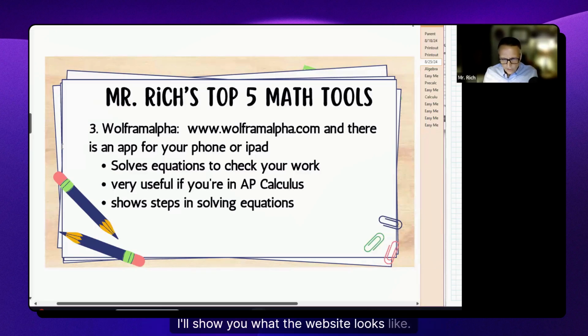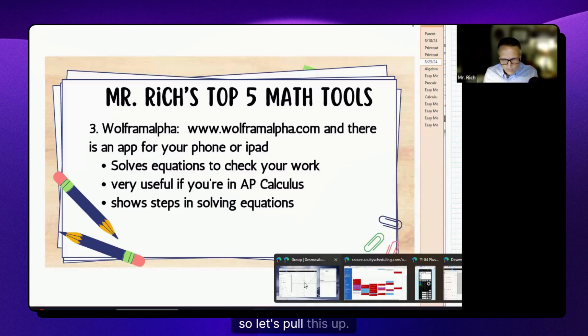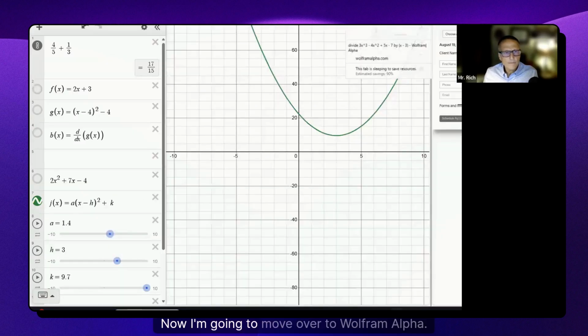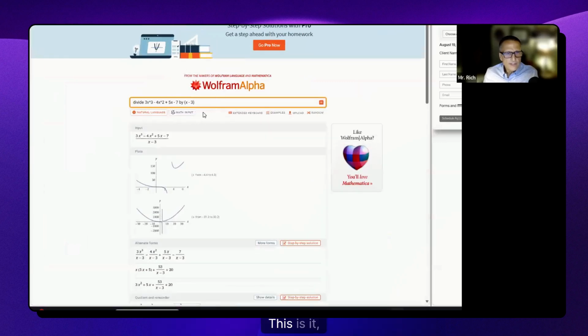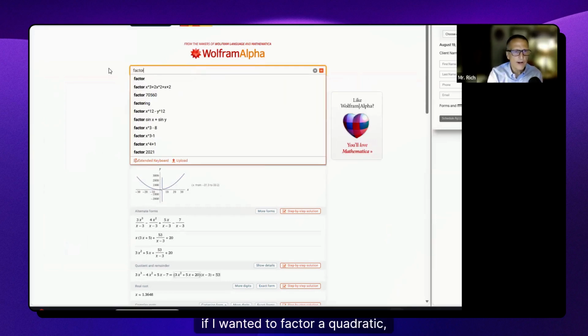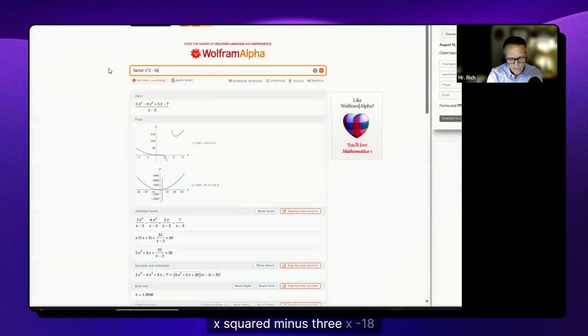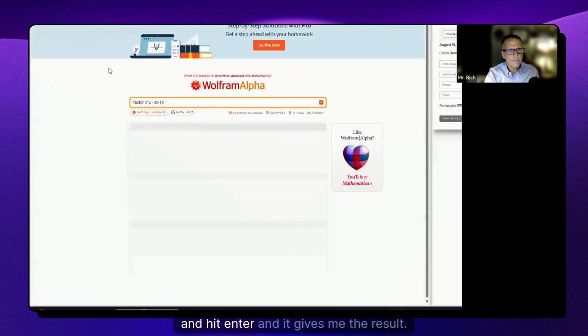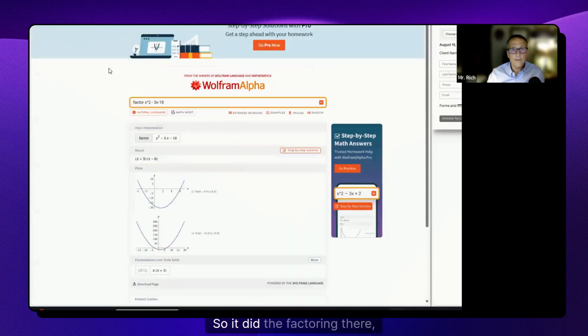I'll show you what the website looks like. So let's pull this up. So here was Desmos. Now I'm going to move over to Wolfram Alpha. This is it. There's not much to it. It's almost like I call it the geeks' Google. You can actually type in a question or a problem with straight up text. So for example, if I wanted to factor a quadratic, I could use the word factor and say, hey, factor x squared minus 3x minus 18 and hit enter. All right, and it gives me the result. So it did the factoring there for me, which is great.